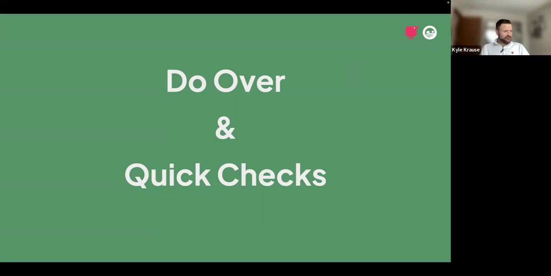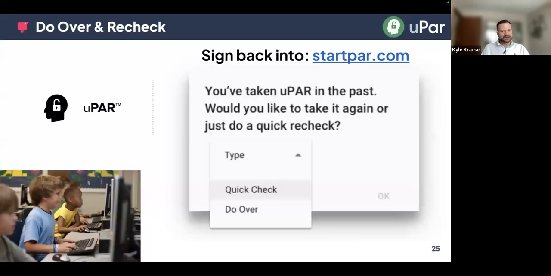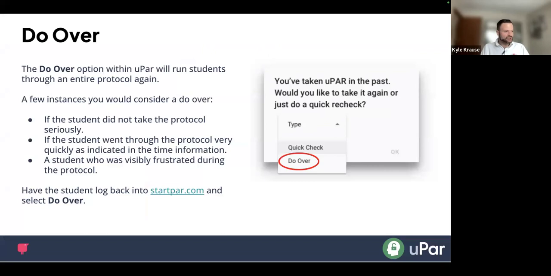When we look at do-overs and quick checks, this would be assuming that we've already done our initial protocol and we want our students to either do over the entire protocol again or do that quick recheck. So after you've done that initial uPar, you're going to have that student go back to startpar.com, and you're going to see this prompt on the screen that says, you've taken uPar in the past. Would you like to take it again or do that quick recheck? So they have 2 options here: the quick recheck or the do-over. Do-over will run them through that entire protocol again.